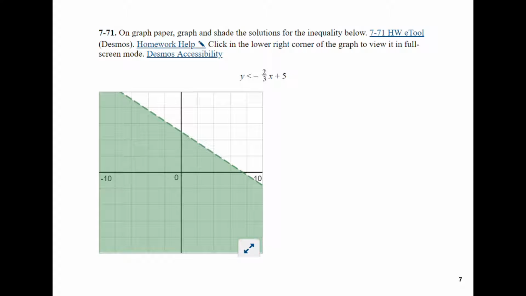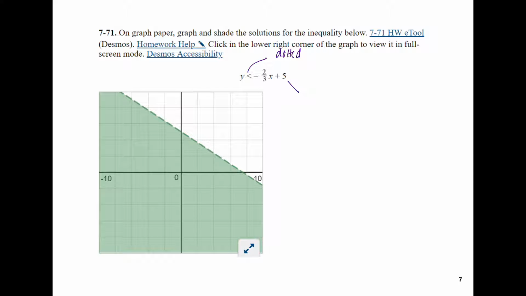771 says, on graph paper, graph and shade the solution for the inequality below. So when we graph an inequality, we want to graph our line first. If our inequality symbol is less than or greater than with no equal to underneath it, that tells us it has a dotted line and any points on that dotted line are not included.